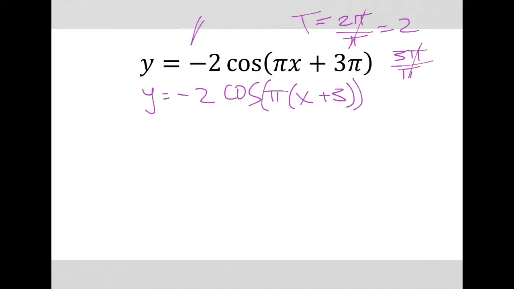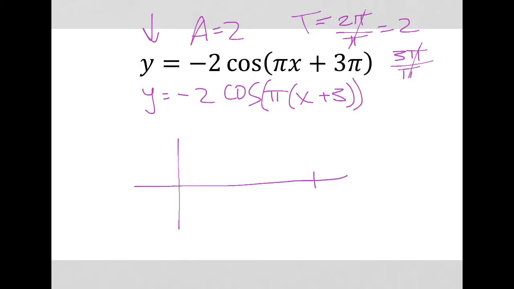So I know I'm going to have an amplitude of 2, and I know that it is going to be flipped. So instead of starting at its maximum value, this is a cosine function, instead of starting at its maximum value, it's going to start at its minimum value. So I will draw some axes, and I'm going to put a tick mark over here.